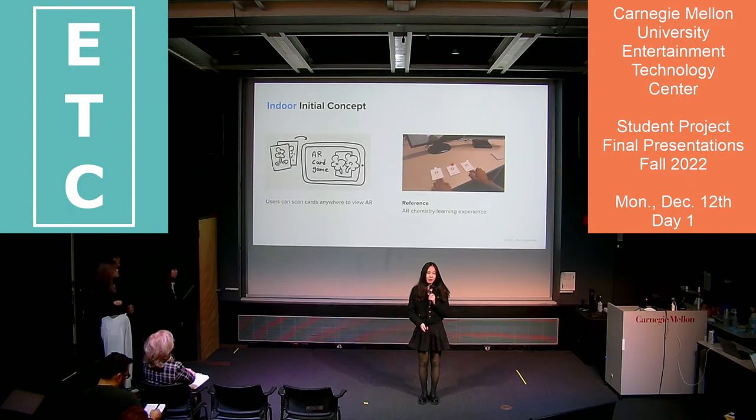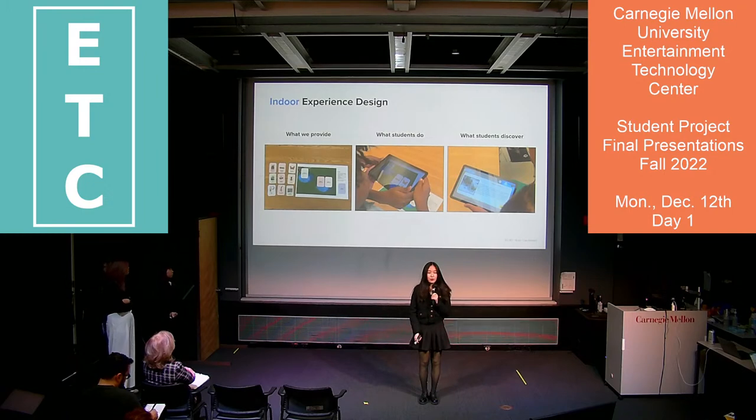As a recap, we were initially inspired by an AR chemistry game, and we will use it to introduce the rain gardens. For the experience, we will be providing a set of cards and also the rain garden map. The students can put the cards on the map and view through the tablet to see the beautiful animations and models. During that process, they will learn about the components in the rain garden and how they can function together to benefit the environment.